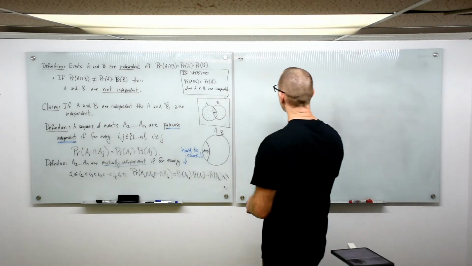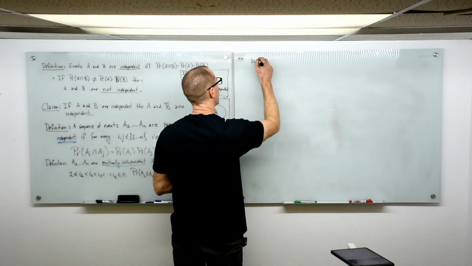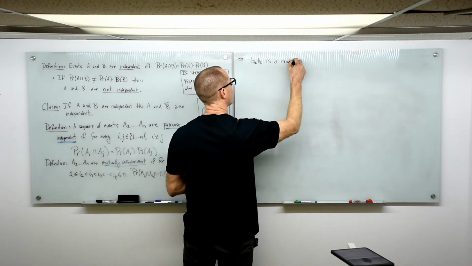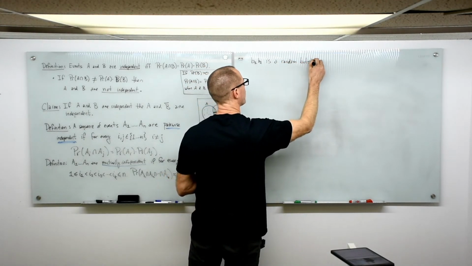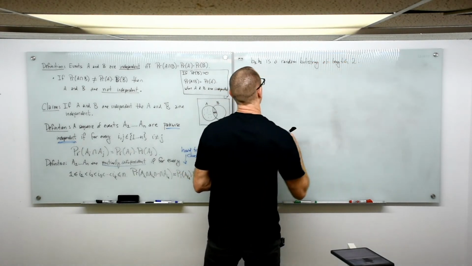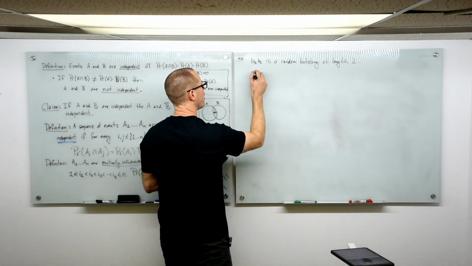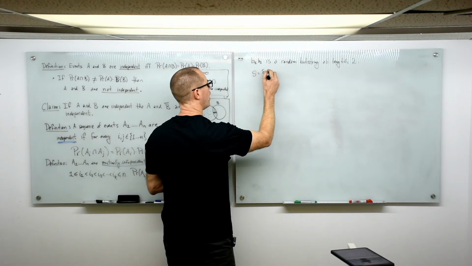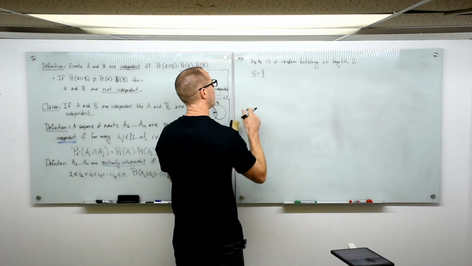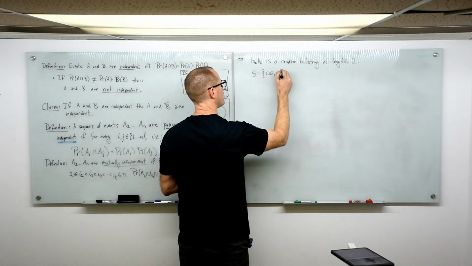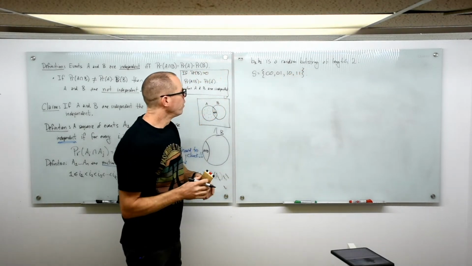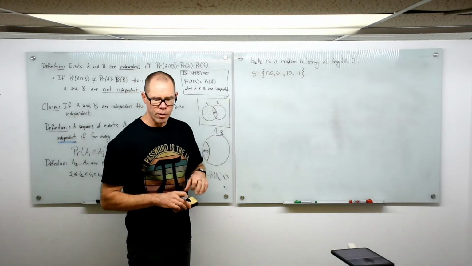And let's say B1, B2 is a random bit string of length 2. So that means we're looking at this whole universe. It's only of size 4. It has 0, 0, 0, 1, 1, 0, and 1, 1. First thing is the value of B1. Second thing is the value of B2.